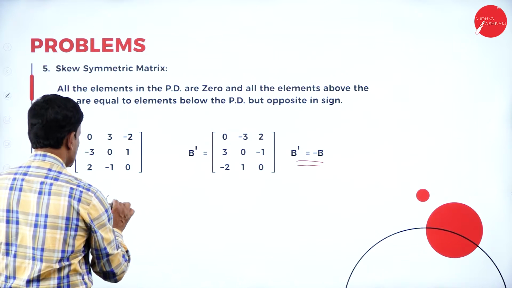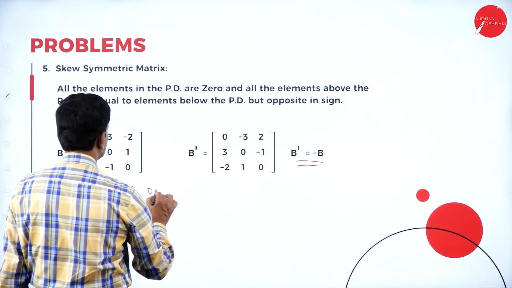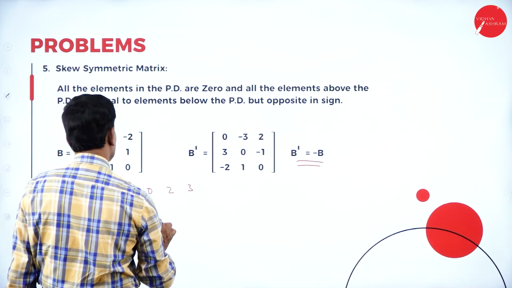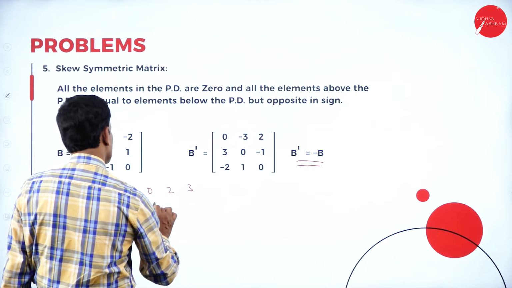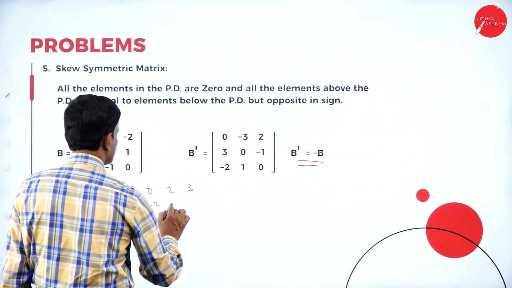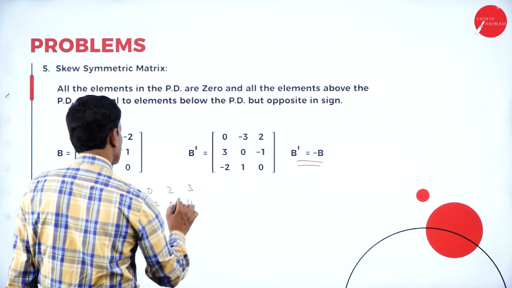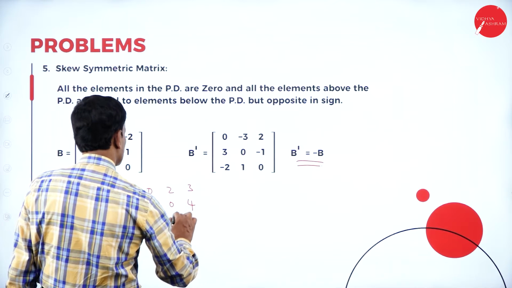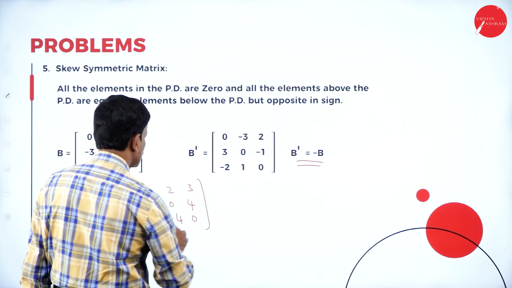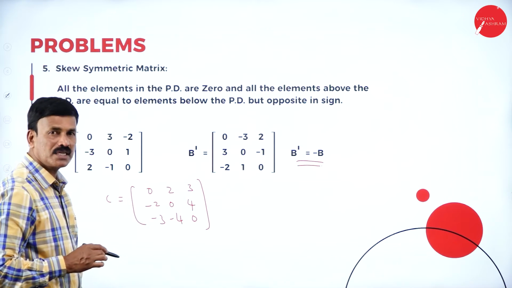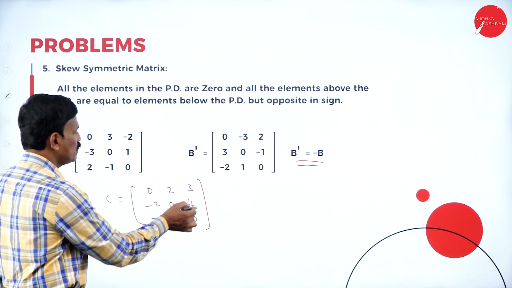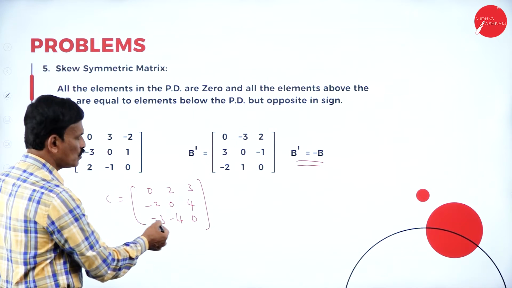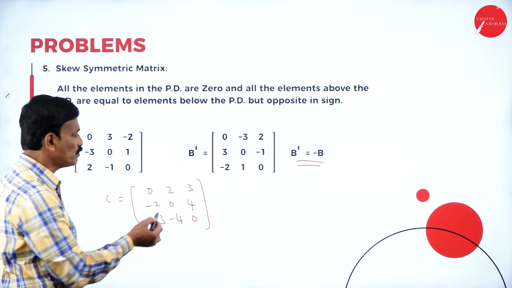Let us take one more example. C is equal to 0, 2, 3, and let us write minus 2, 0 and 4, and minus 3, minus 4 and 0. See, all the elements in the principal diagonal are zeros. Further, elements above the principal diagonal are equal to elements below the principal diagonal, but opposite in sign.